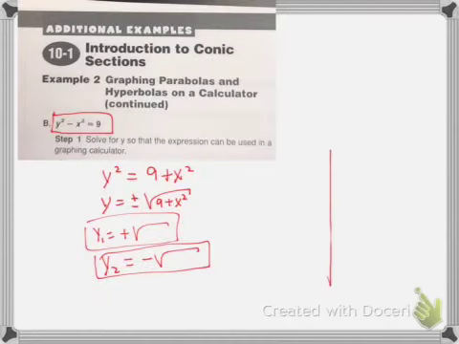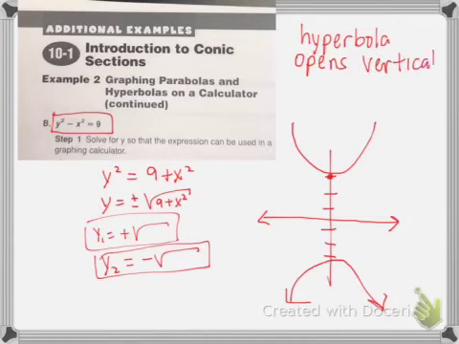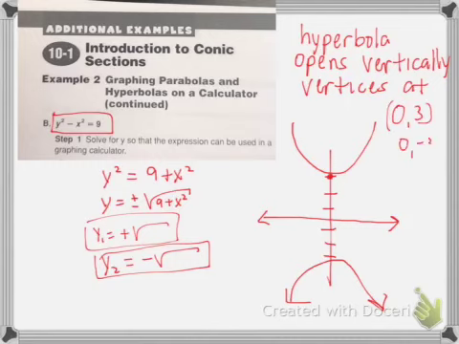I graph this on my graphing calculator. I'm going to get a shape like this, and my other vertex is a shape like that. So what you have to write for this one is hyperbola, opens vertically or up and down. I don't care which word you use. And it has vertices at (0, 3) and (0, -3).